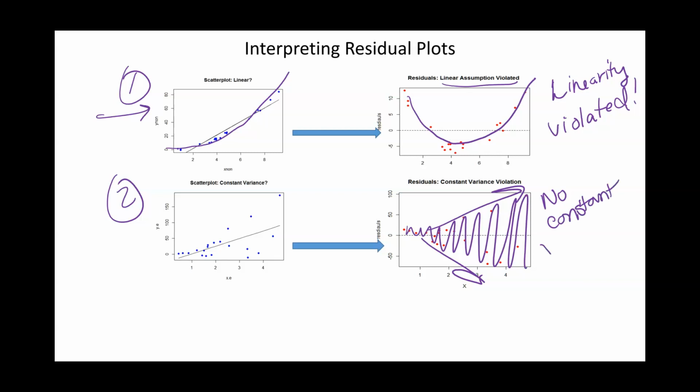Because one of the ideas is the spread around this line needs to be roughly the same. Because if not, our predictions down here are a lot better than our predictions over here. You want the line to be consistently useful for making predictions. So that means the spread around the line has to be roughly the same. But in this second example, it is not. So that'll be a problem.